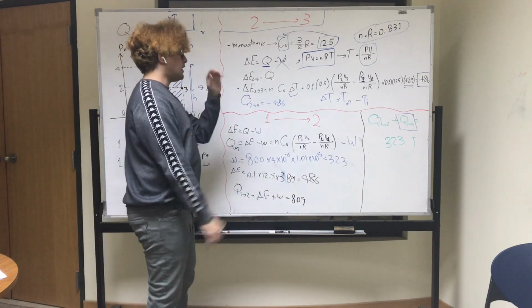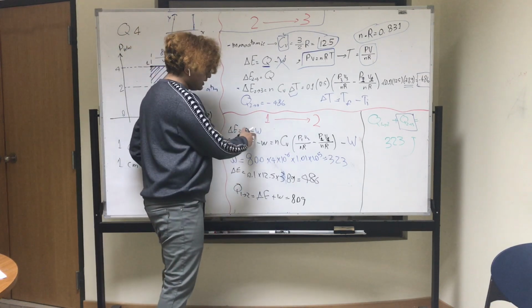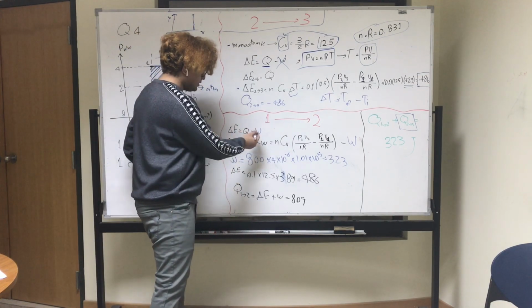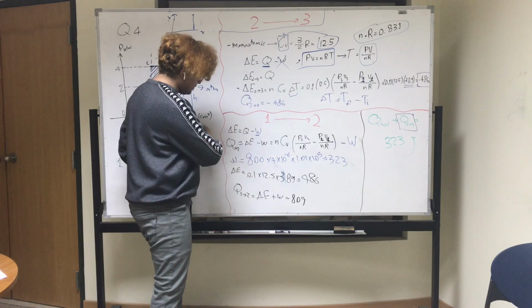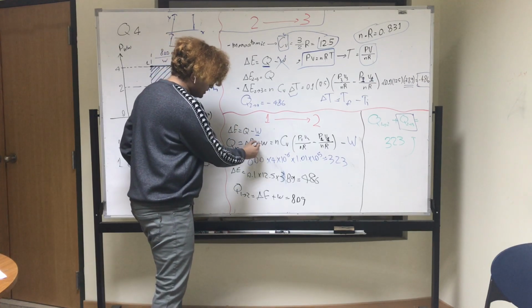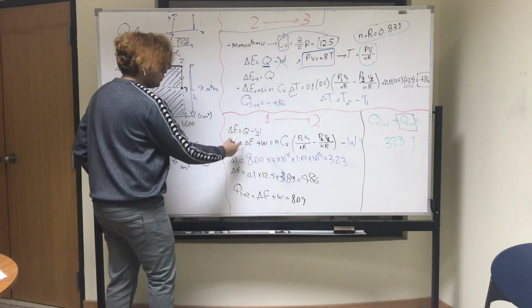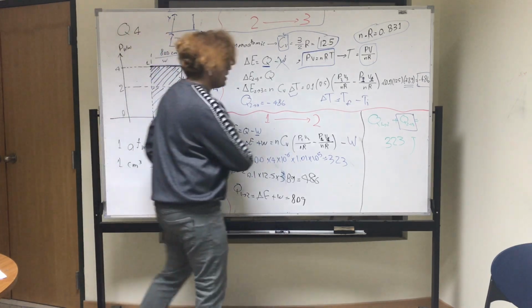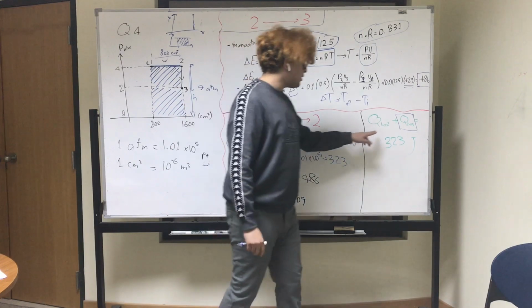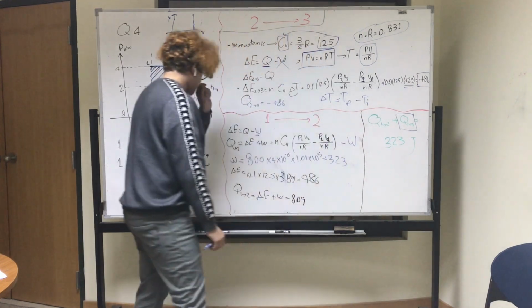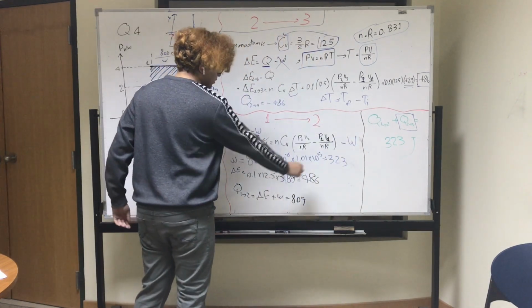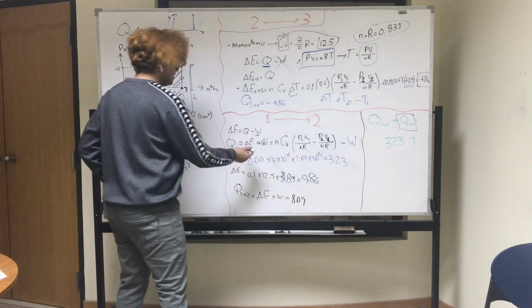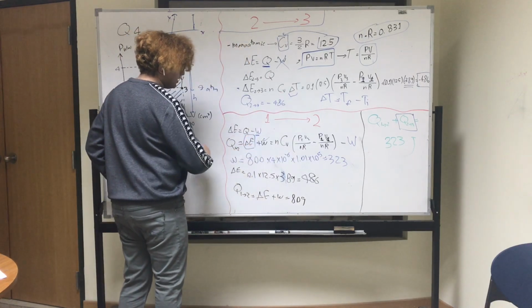So why are we interested in calculating the work? Because we need this value here, and if you take this value to the other side, we're going to have an equation like this. We're going to have the change in internal energy plus the work done is equal to the heat exchange in the process from 1 to 2, and we're solving for it. So we already did this. It's equal to 323. And now we're interested in this here, the change in internal energy.